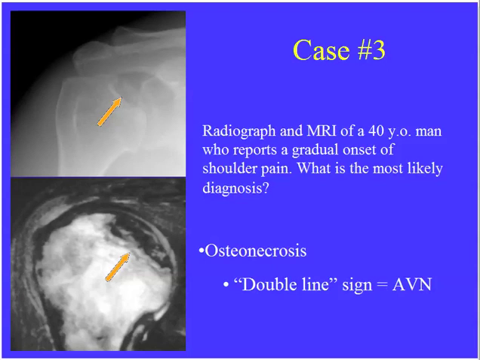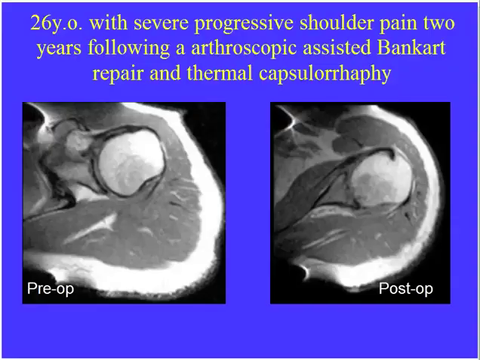If you put this in the humeral head, talus, femoral shaft, patella, it doesn't matter where you put this. If you see a geographic, well-defined area of signal abnormality with a parallel white and black line, this represents the granulation interface and represents avascular necrosis.